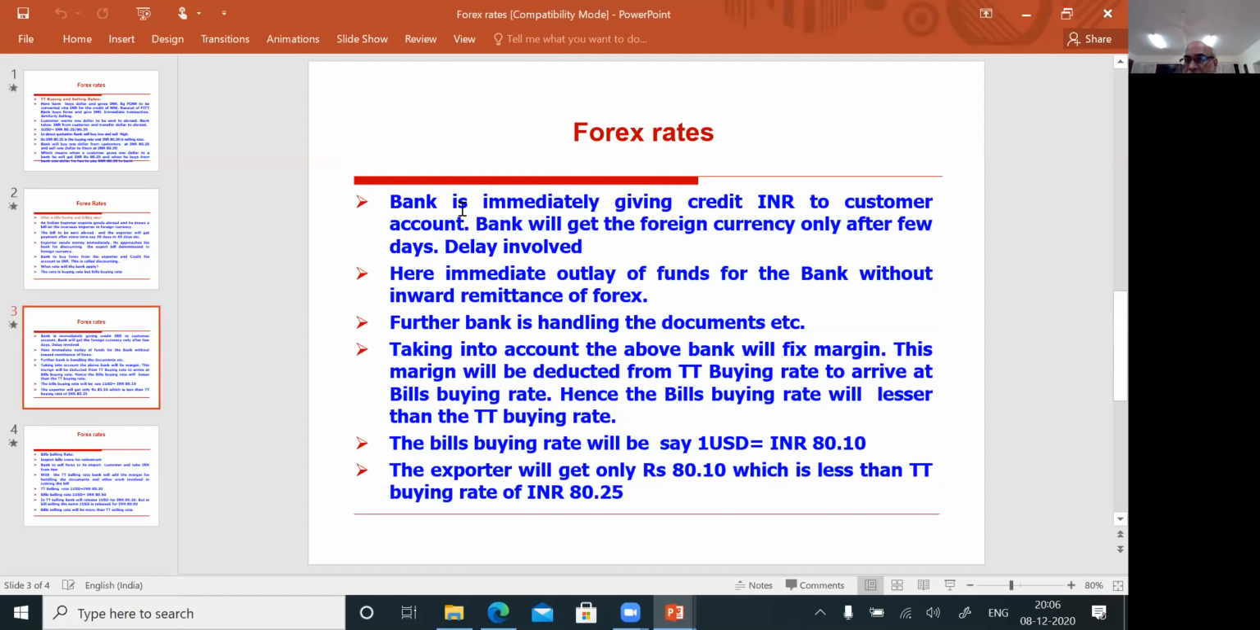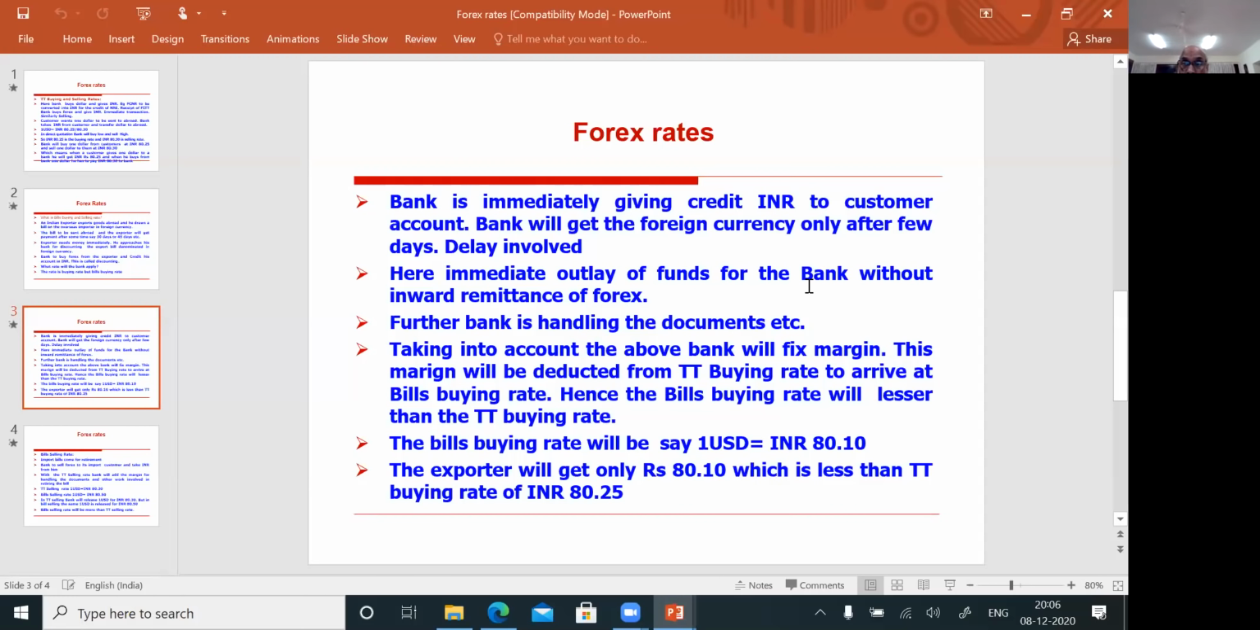Okay, in the case of an export, if discounting an export bill, the bank is immediately giving credit in Indian rupees to the customer's account, but the bank will get the foreign currency only after some time. Delay is involved. Here, there is an immediate outlay of funds for the bank without any inward remittance of forex. Whereas in the TT, what happens? He gives you $1. Immediately you are giving credit to his account in Indian rupees, isn't it? Either he gives an FTT or FDD, or he says close my FCNR deposit and give credit to my account. So in the TT buying, you are buying foreign currency immediately, and with one hand you are giving credit.